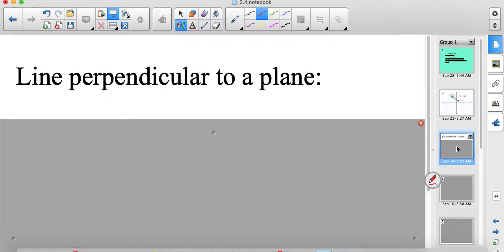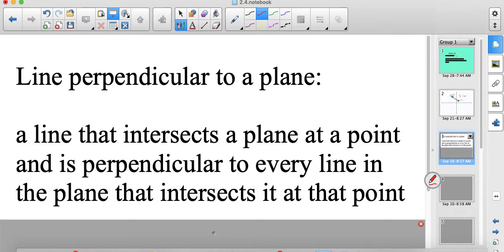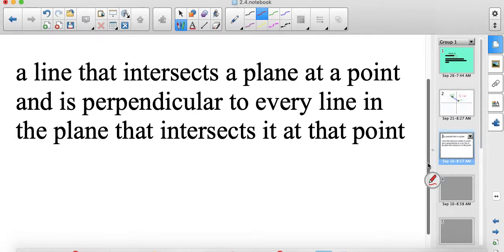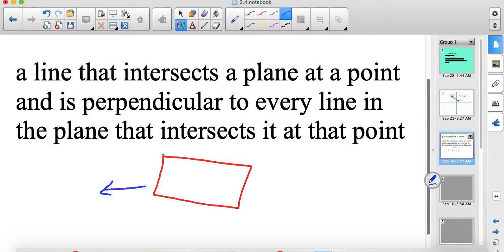Our first one is when we talk about a line being perpendicular to a plane. It says a line that intersects a plane at some point, and it is perpendicular to every line in the plane that intersects at that point. So it is a line that intersects a plane. So it's kind of a line that goes through, if this is my plane, it is going to be a line that goes through there. Remember, I'm going to go through it, intersect this point here, and then go back behind it.